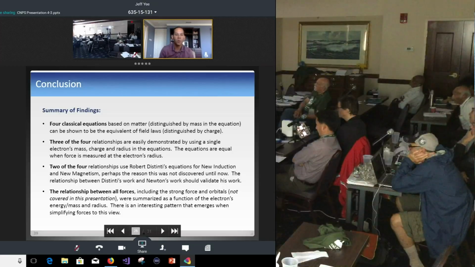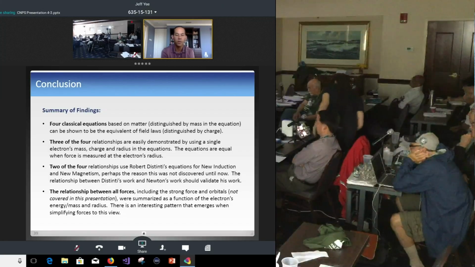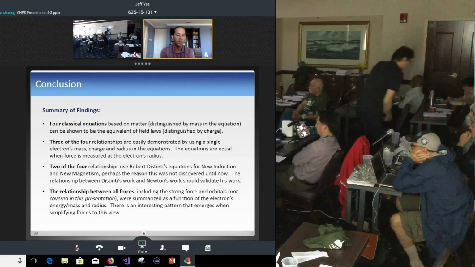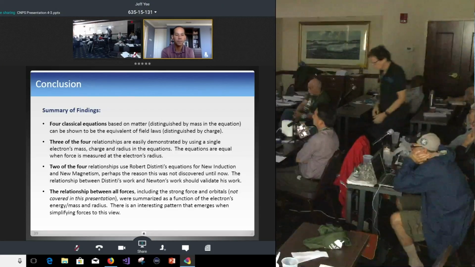So let me just conclude what we did find. Right? Four classical equations that were all based on matter can be shown to be the equivalent of field laws, and all of those are distinguished by charge. So one has m in the equation for mass, and the other has q in the equation for charge. Now, three of these four, numbers 1, 3, and 4, numerically from what I've shown, are easily demonstrated, right? You can do it yourself by just plugging in a single electron's mass, charge, and radius into the equation. The equations are going to be equal when the force is measured at the electron's radius.